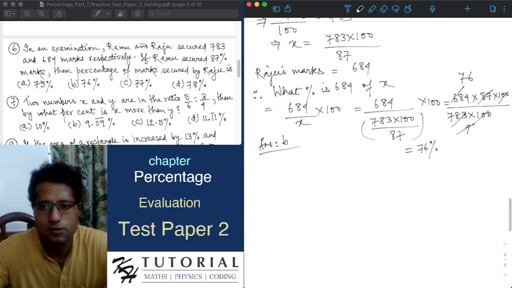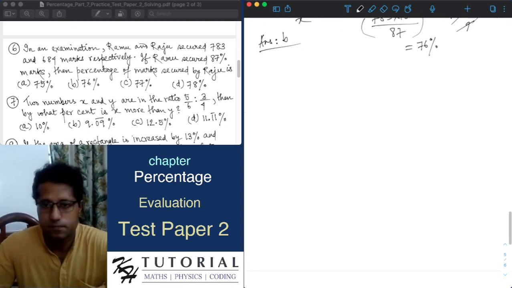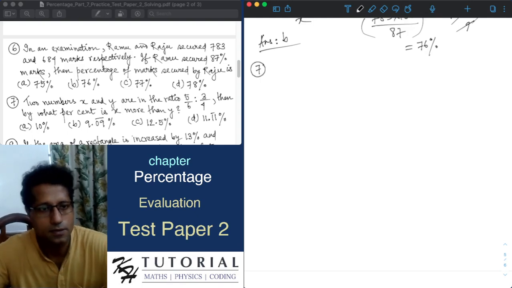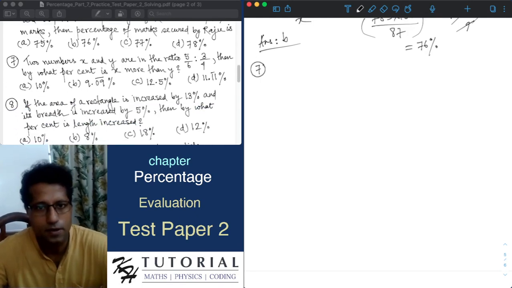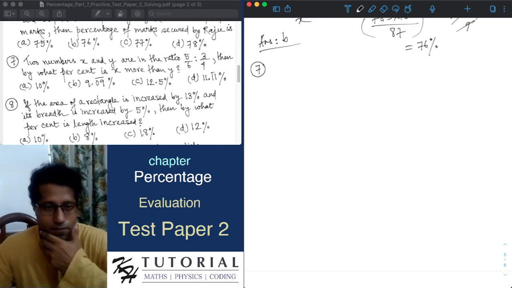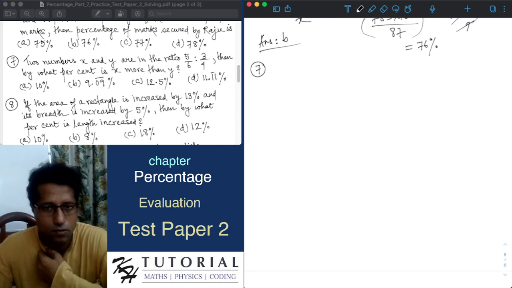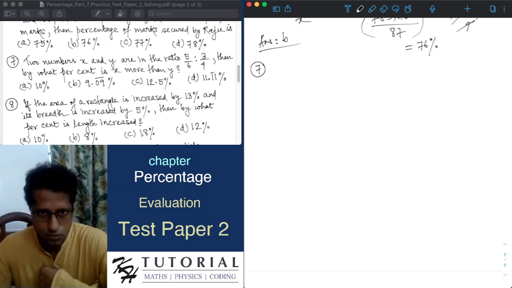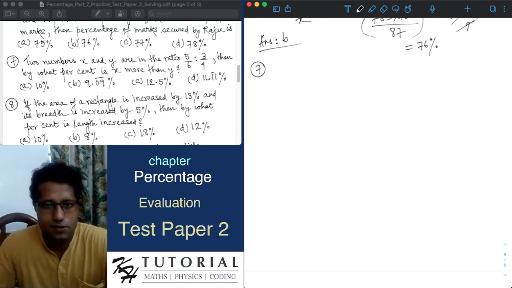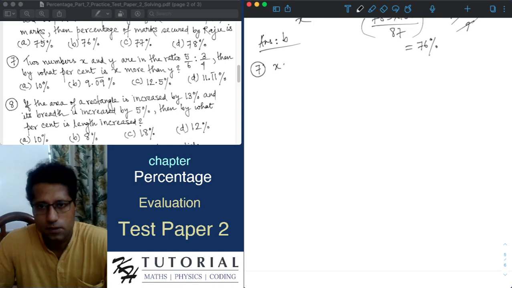Okay, let's do question number 7. It says that two numbers X and Y are in the ratio 5 by 6 is to 3 by 4. Then by what percent is X more than Y? Okay, so it is given that X is to Y equals 5 by 6 is to 3 by 4.